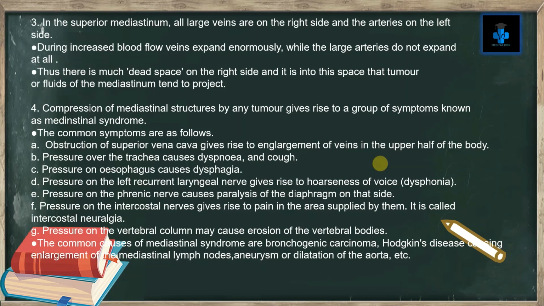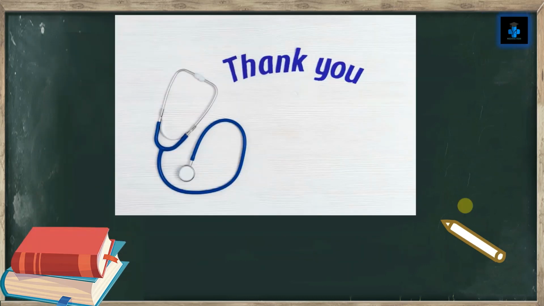Pressure on the phrenic nerve causes paralysis of the diaphragm on that side. Pressure on the intercostal nerve gives rise to pain in the area supplied by them. It is called intercostal neuralgia. Pressure on the vertebral column may cause erosion of the vertebral bodies. The common causes of mediastinal syndrome are bronchogenic carcinoma, Hodgkin's disease causing enlargement of the mediastinal lymph nodes, aneurysm, or dilation of the aorta. Hope you have understood the video.